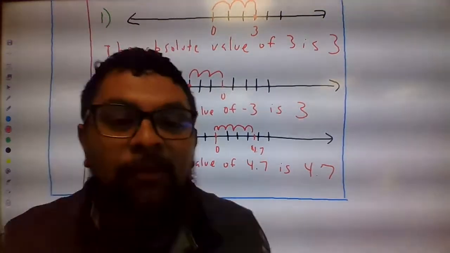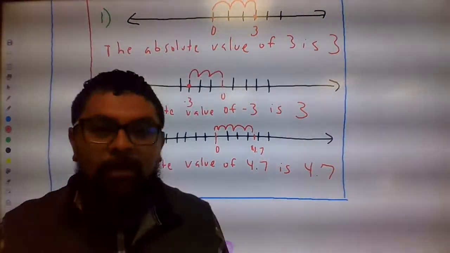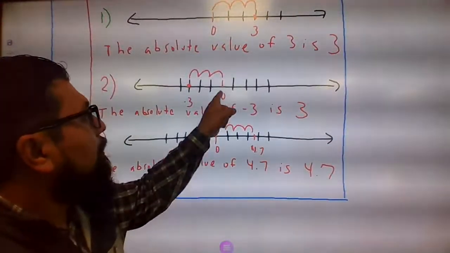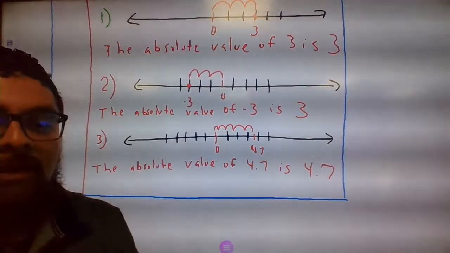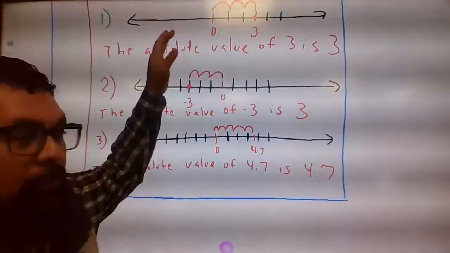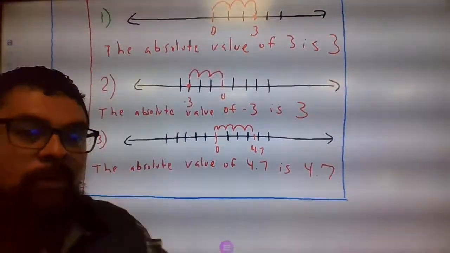So the absolute value is always positive, okay? Always. It's how many spaces it is from 0. All right, let's keep going. Now, there's an easier way to write the absolute value. That's what we're going to go over next.